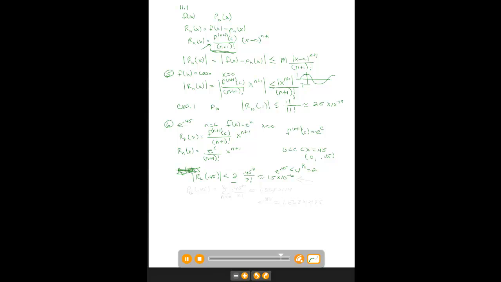If you go through and you do the Taylor polynomial P sub 6 of 0.45 in your summation, 0.45 to the k over k factorial, you end up getting approximately 1.5683114, and it does have an error that does not exceed 1.5 times 10 to the negative 6, because e to the 0.45 is 1.568312185. So it's fairly accurate.